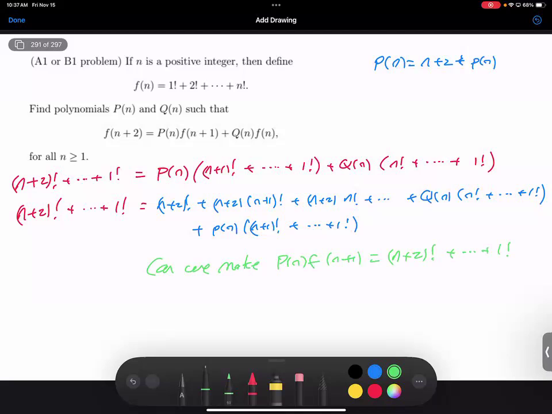I think if we make P to be equal to 1, then we'll have P times f of n plus P times (n+1) factorial. So then you would need q of n times f of n to be (n+2) factorial. Yeah. Or can we make q_n F_n equal (n+2) factorial?